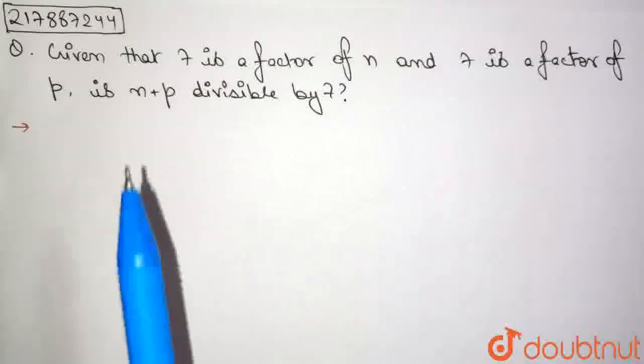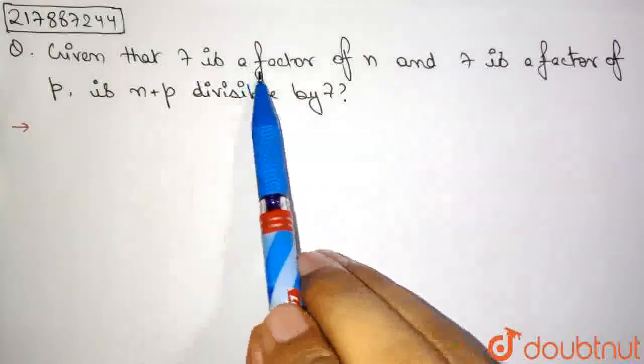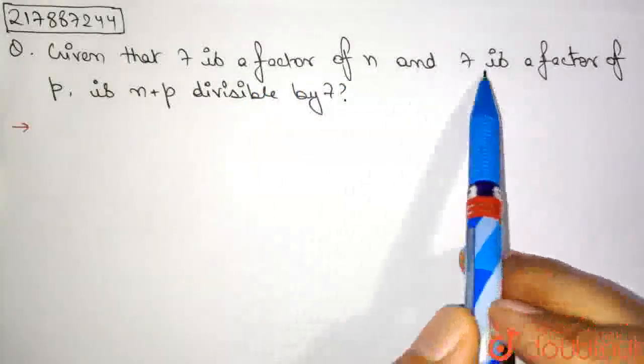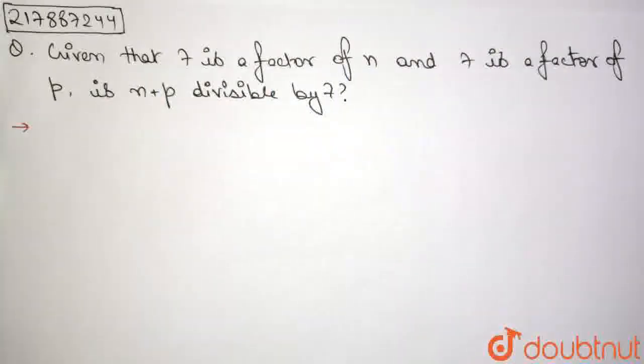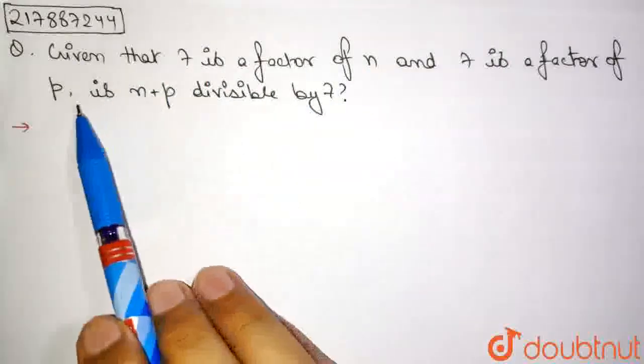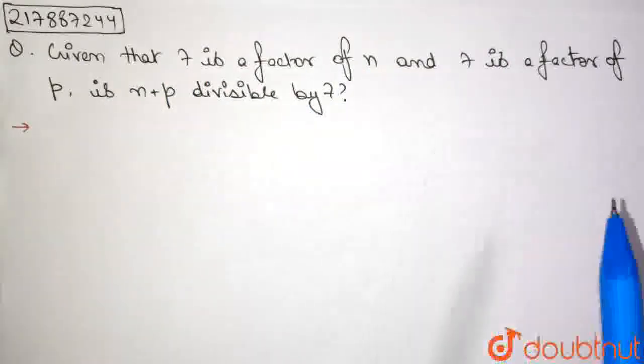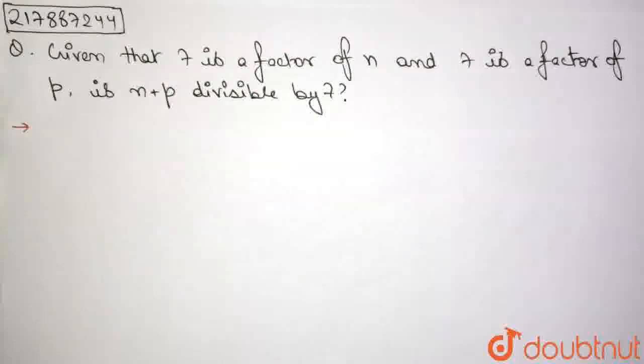And from the data that is given to us, we know that 7 is a factor of n and 7 is a factor of p. That means n and p are divisible by 7. Is n plus p divisible by 7? That is the question. So two numbers are divisible by 7 and it has been asked, is their sum divisible by 7? So let us look at this question properly.